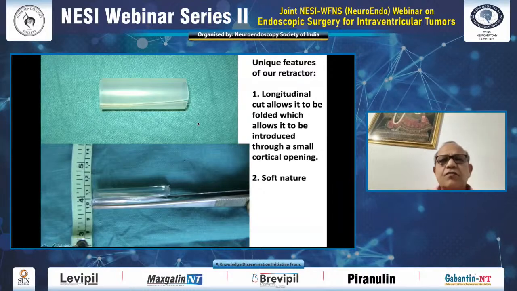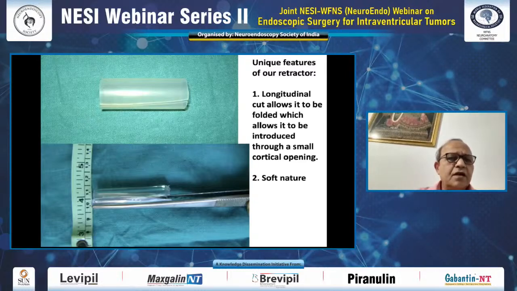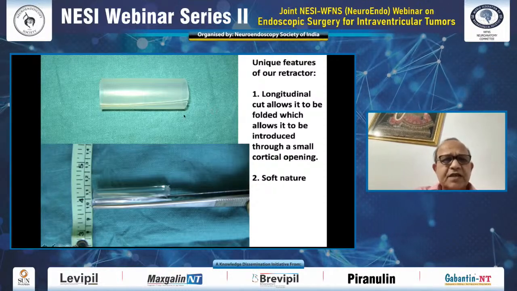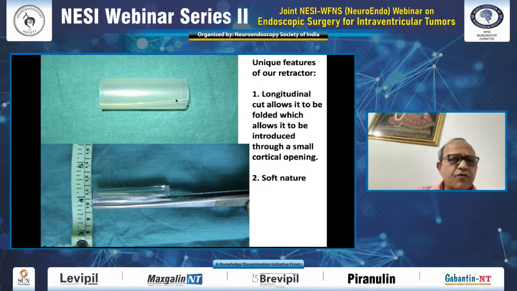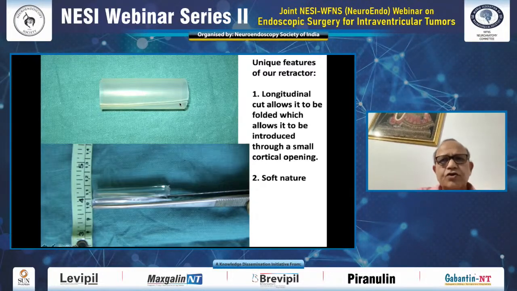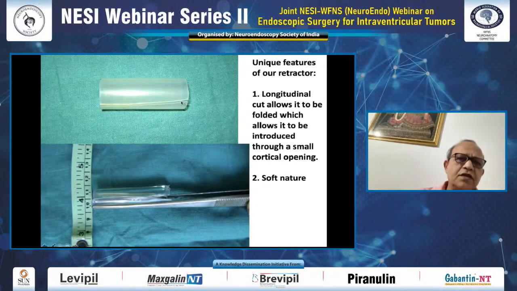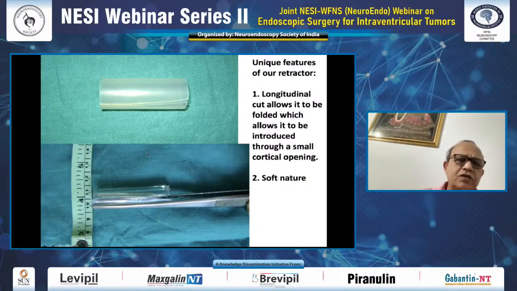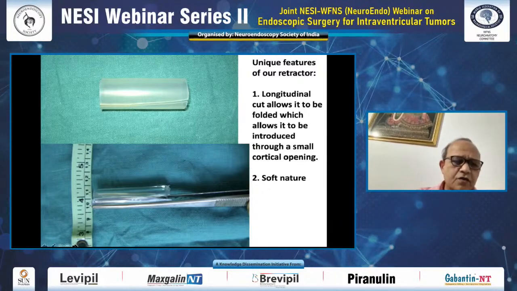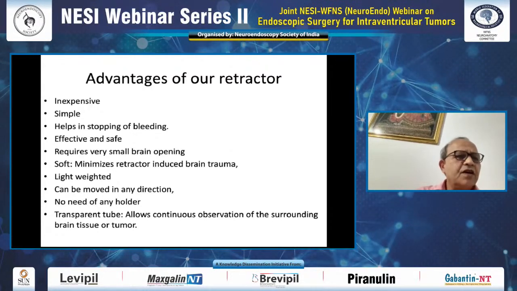The unique feature of our tubular retractor, apart from there being almost no cost involved, is that it is very soft, therefore unlikely to cause trauma. It is a soft silicone tube, and the longitudinal cut applied onto this tube allows the tubular retractor to get folded. Therefore, you can put it through a very small opening. So the advantages are that it is inexpensive and simple.